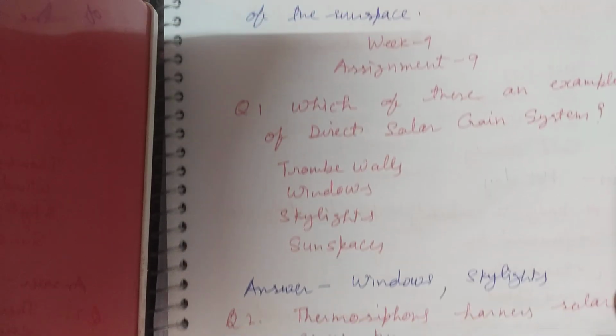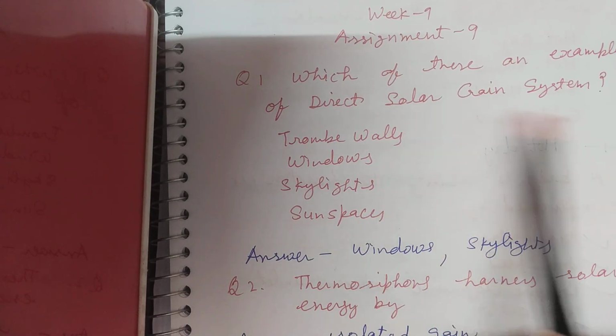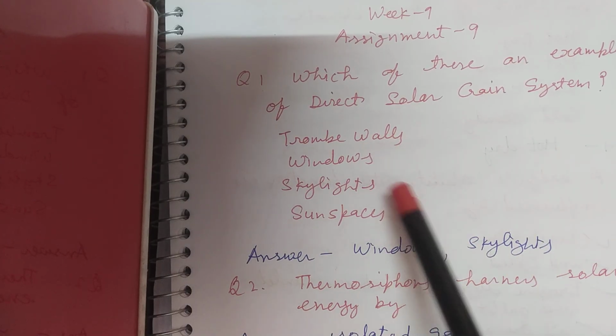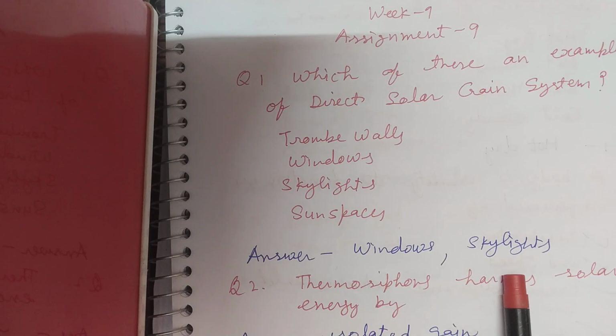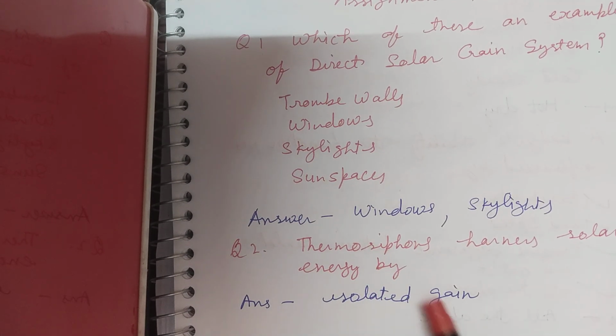Now coming to assignment 9 of week 9. Which of these are examples of direct solar gain system? Trombe walls, windows, skylights, sun spaces. Answer is windows and skylights. Thermosiphons harness solar energy by, answer is isolated gain. Thermosiphons harness solar energy by isolated gain.